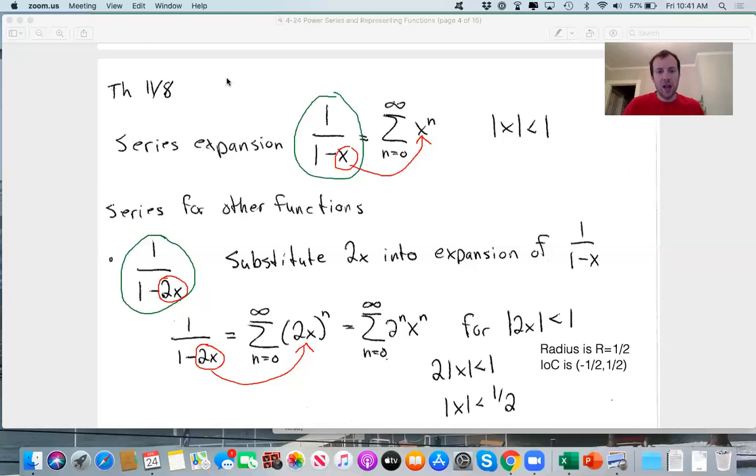Before we see anything else, questions about why this is the series for 1/1 minus 2x, and or why we know these are the radius and interval of convergence.